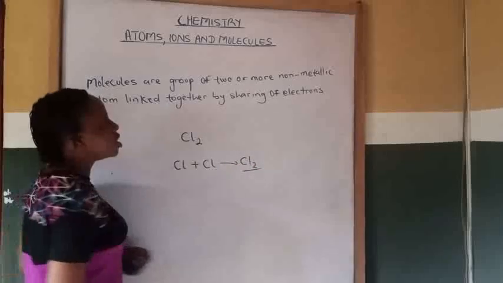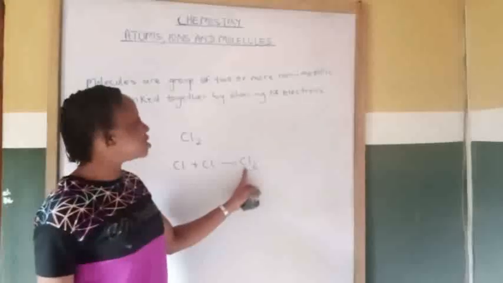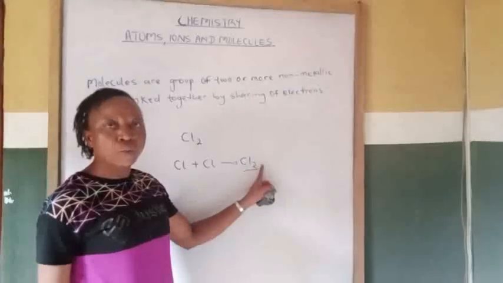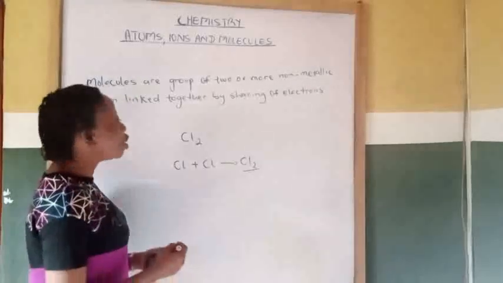So Cl2 is called what? It is a molecule. So you call it chlorine molecule. This is a molecule because we have two atoms of chlorine.